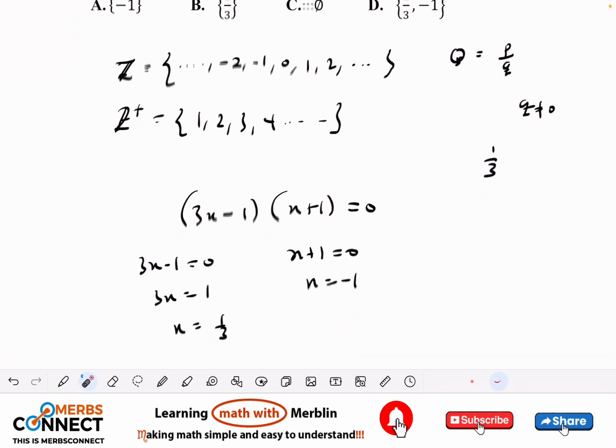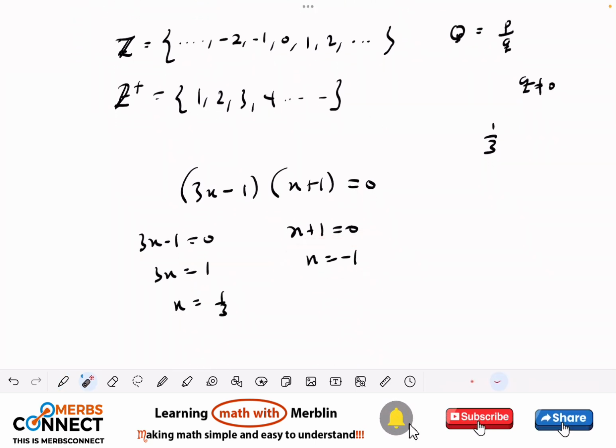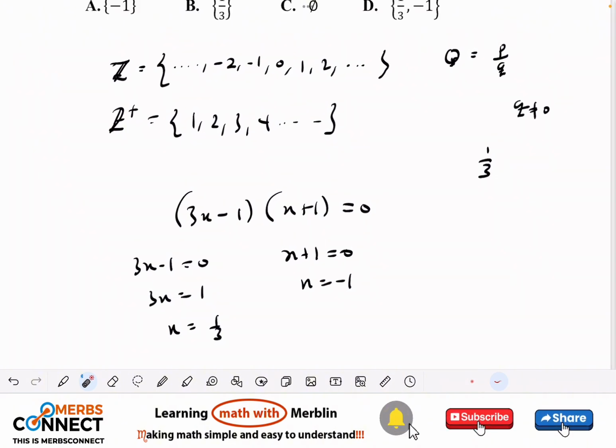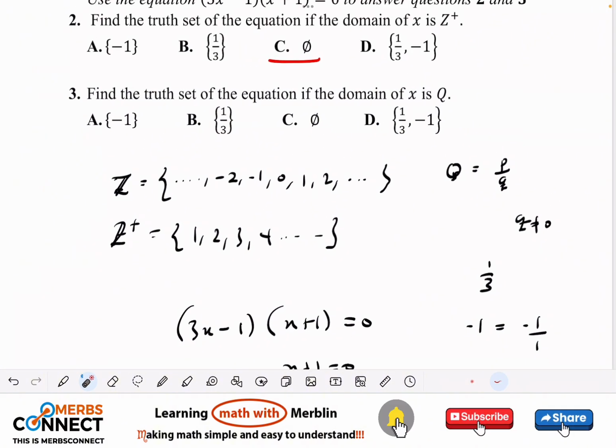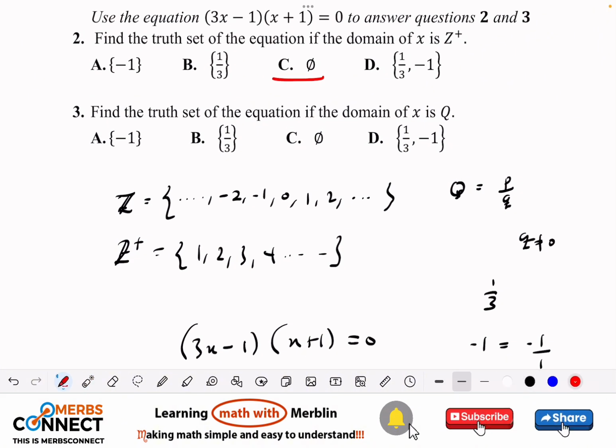But the question is, is -1 a rational number? Yes, of course. -1 is a rational number because I can write -1 as -1 divided by 1, which means that this is my P and this is my Q. So here, the option for us is option D.